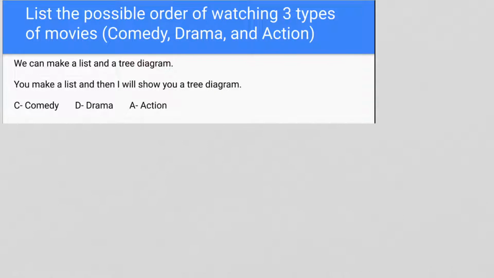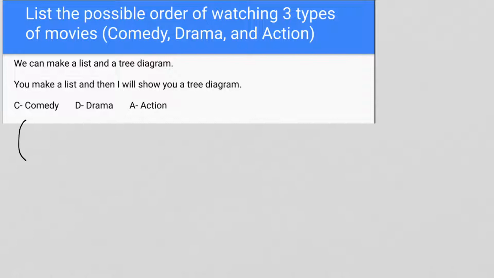All right, so the first thing we're going to be talking about today is how do we order things in probability. So if I asked you to list the possible order of watching 3 different types of movie, we have a comedy, a drama, and an action. There are 2 different ways to list these possible orders. One is in a list, and one is in a tree diagram. So let's first show the list.